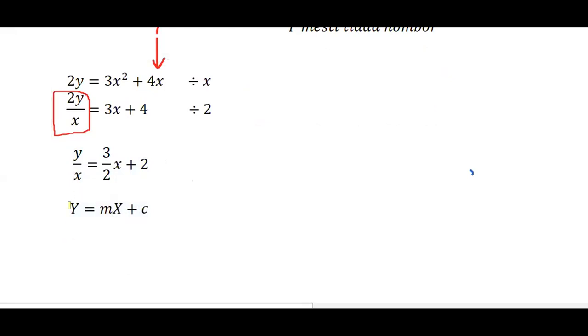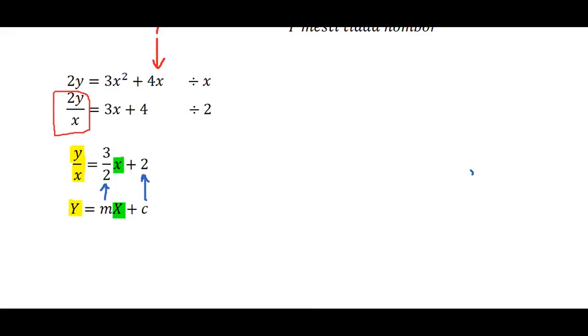Paksi Y saya, ini paksi Y, ini bukan small y, ini paksi Y. Paksi Y saya siapa? What is my Y axis? Y per X, correct. What is my X axis? Mana satu paksi X? Small x, yes. So what is my M? My M is 3 per 2. What is my C? C saya 2.